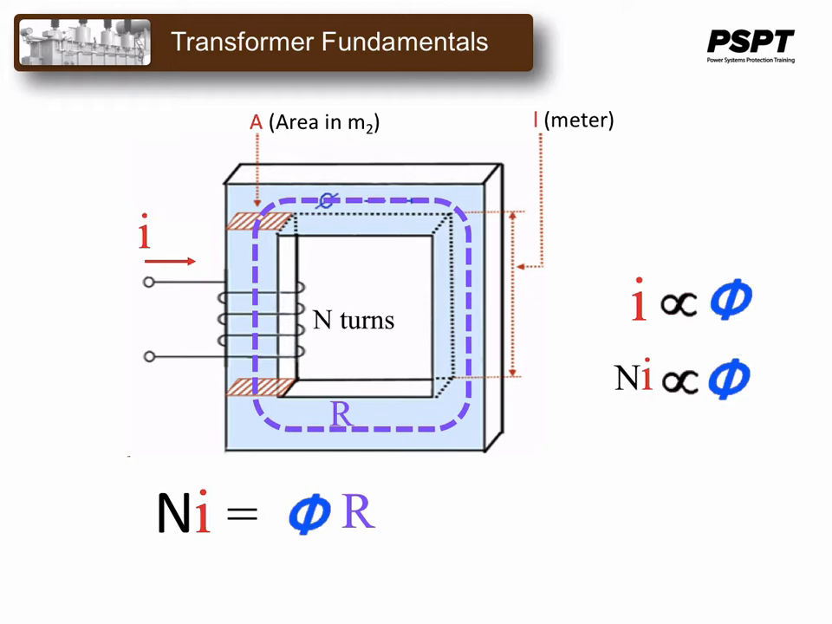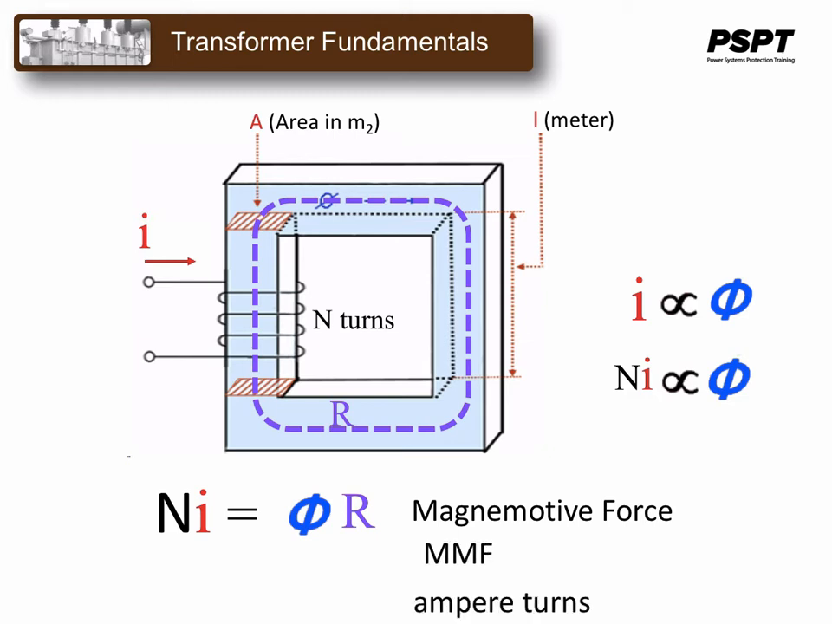So if we increase the current, we're going to increase the amount of flux. If we increase the turns, we're going to increase the amount of flux. If the reluctance goes up for the same amount of current and turns, then the flux density would have to go down. So the reluctance actually provides some resistance to the formation of magnetic flux lines in the iron core. Remember now that the Ni is termed magnetomotive force, or MMF, and it's measured in ampere turns.